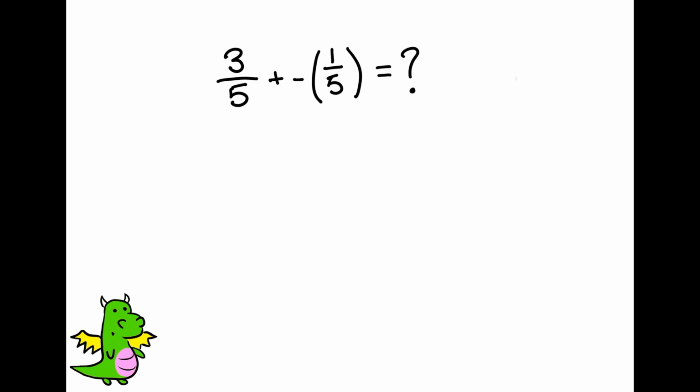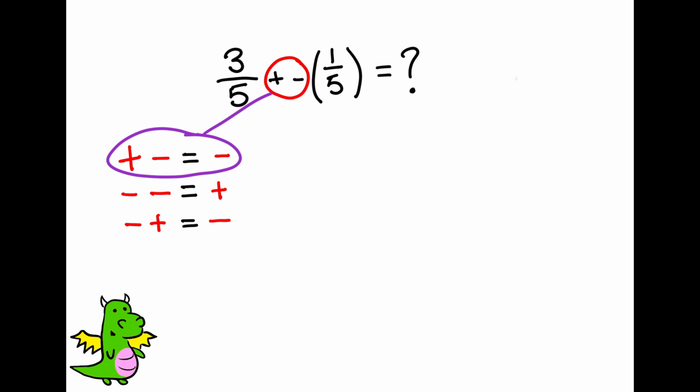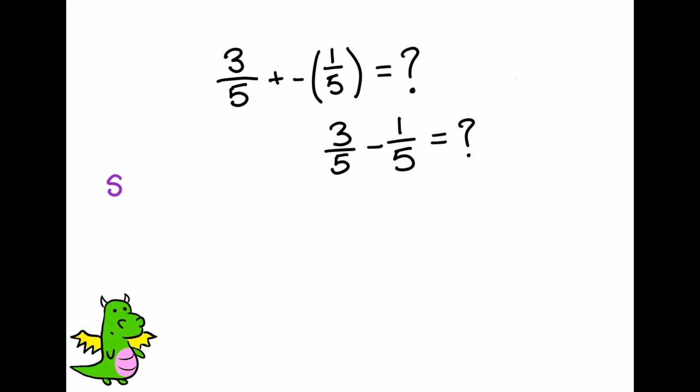Key note, when you see two operation symbols next to each other, it can look confusing. Take note of these tips. Plus a minus is the same thing as subtraction. Minus a minus is the same thing as addition, and minus a plus is still subtraction. In this example, we have plus a minus, so we will simplify the equation by writing 3/5 minus 1/5.